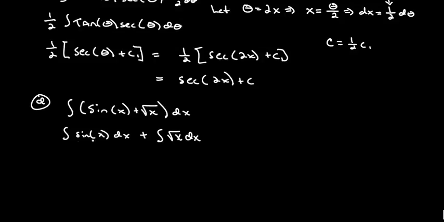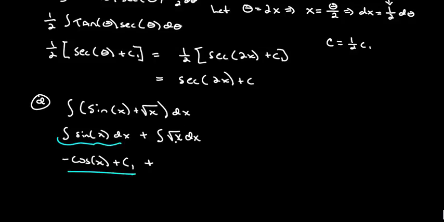So let's work on this guy over here first. Do we know a function whose derivative is sine? Well, yeah, we do. That's negative cosine. So this right here is this guy. Now we're going to add to it.